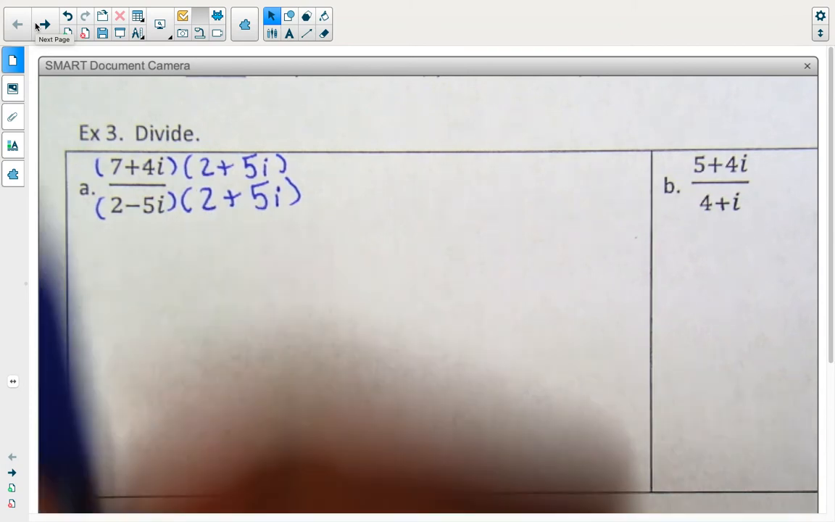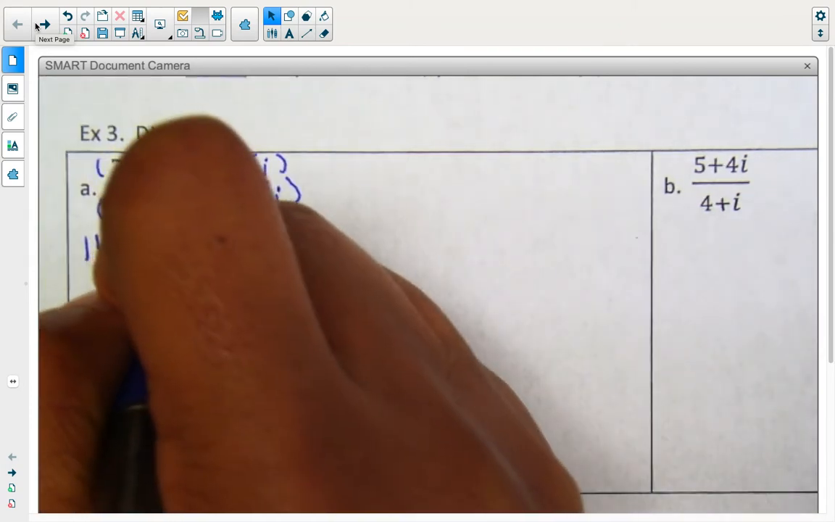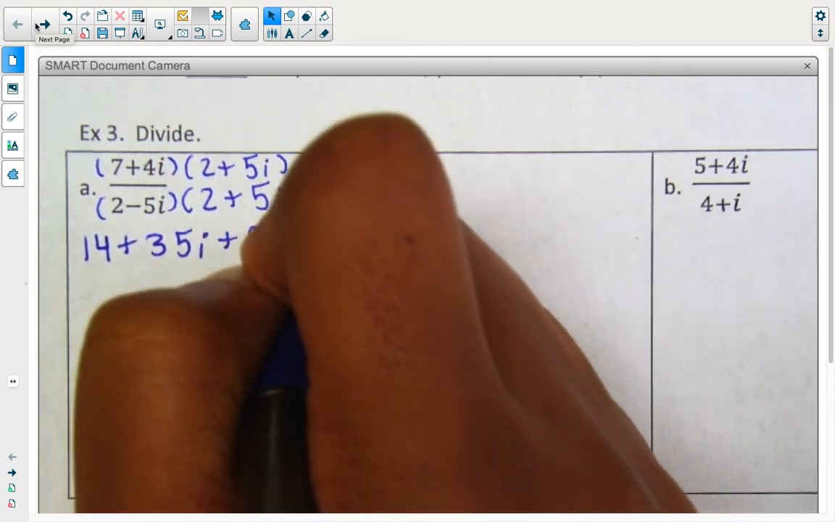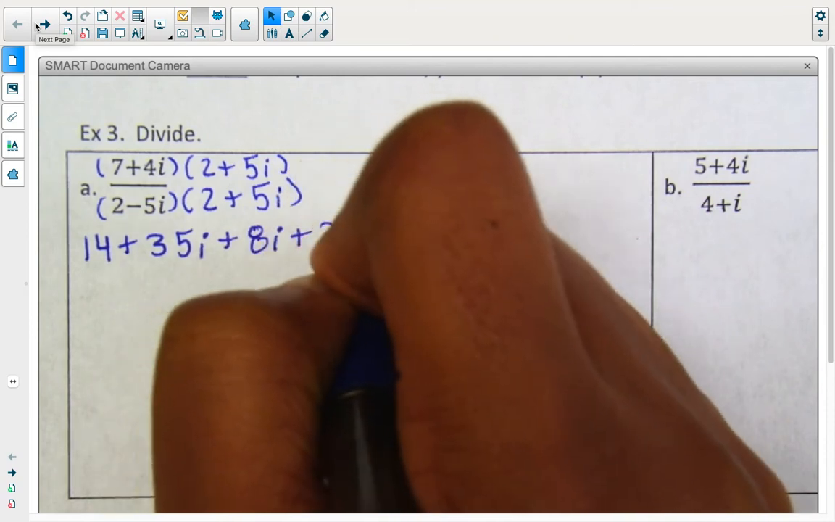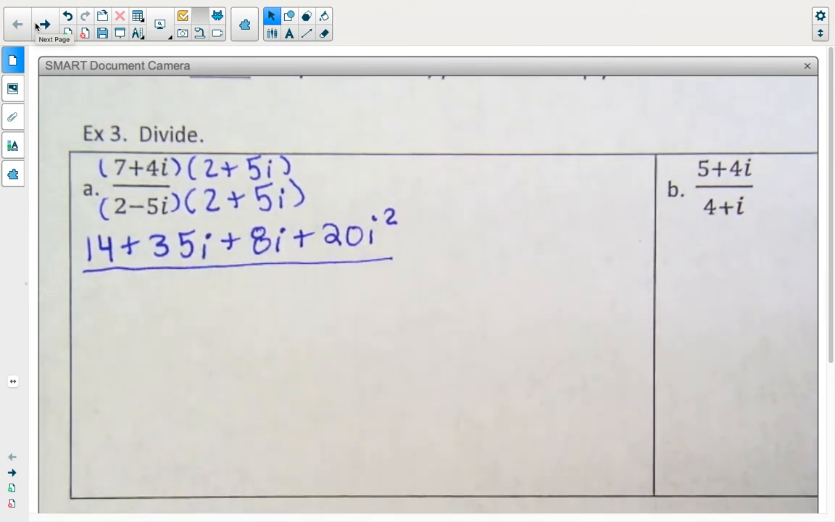7 times 2 gives me 14. 7 times 5i is 35i. 4i times 2 is 8i. And 4i times 5 is 20i squared. So that's on top. And then on the bottom, I'm going to multiply.